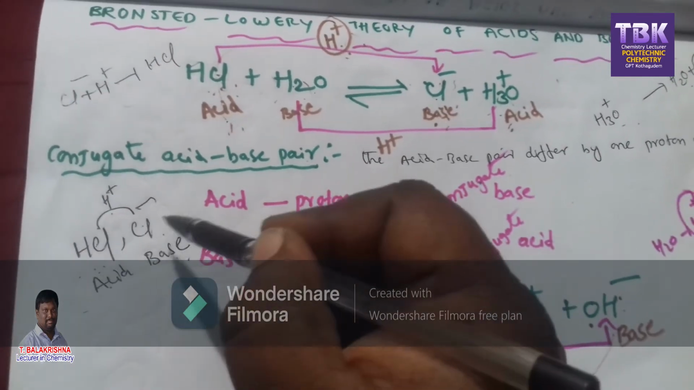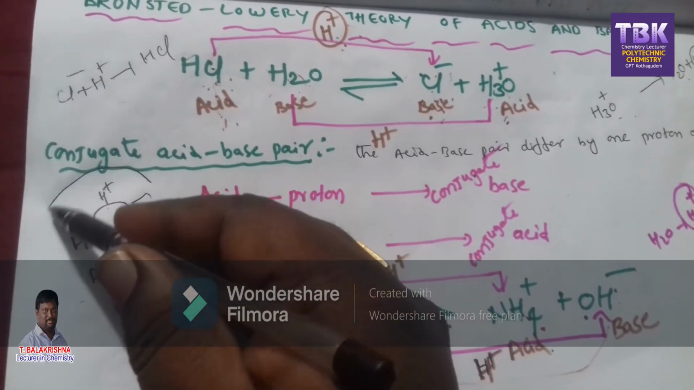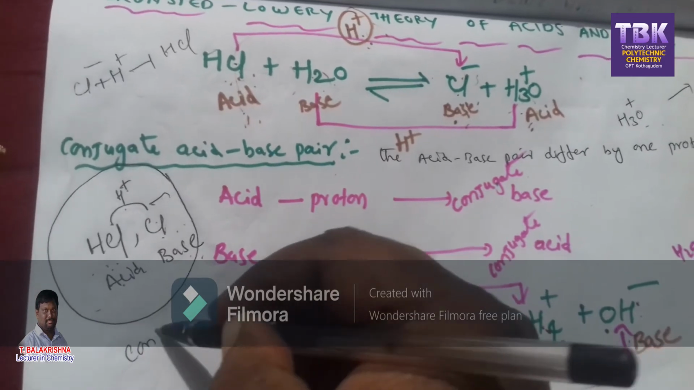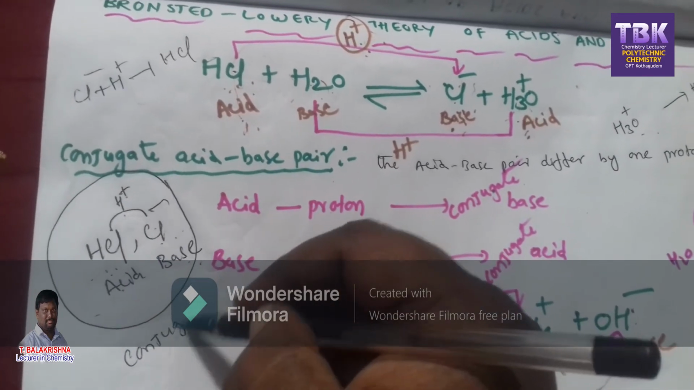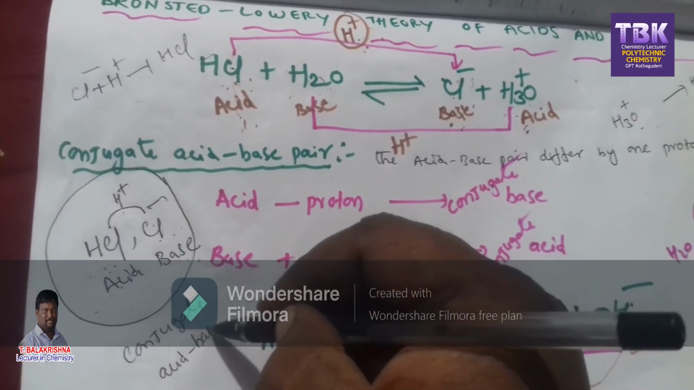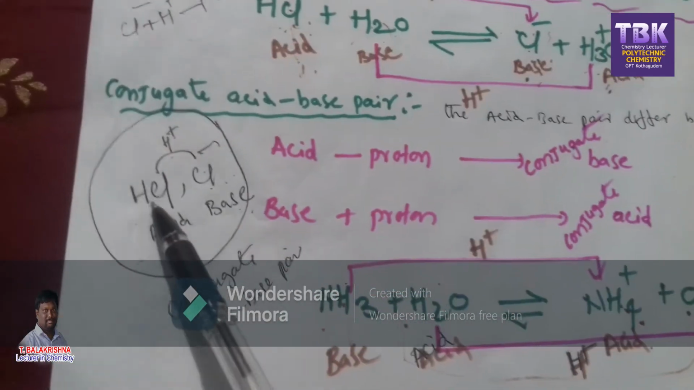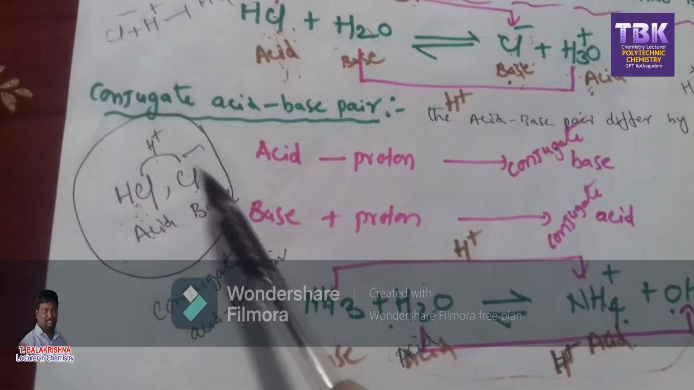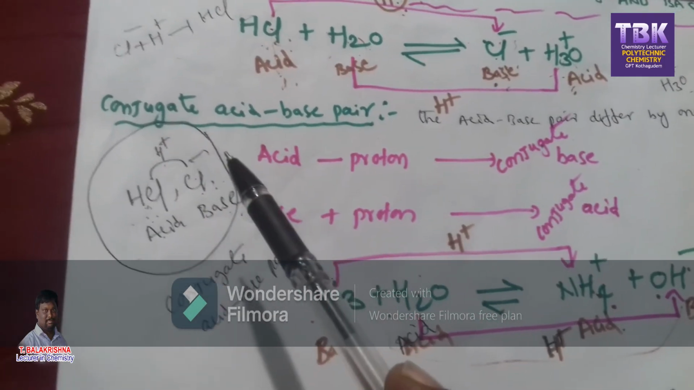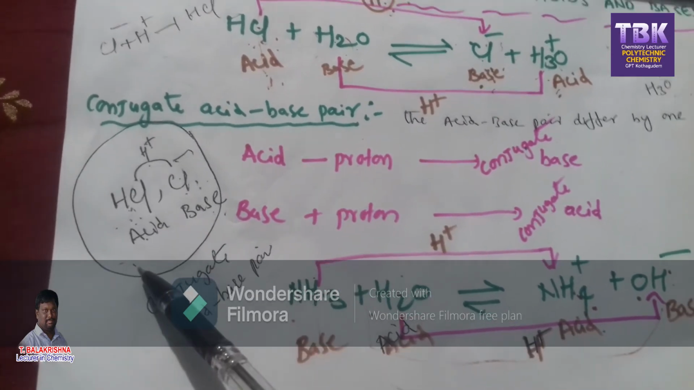So an acid base pair that differs by a proton is called a conjugate acid base pair. Okay, right? What is the definition? An acid base pair differing by one proton. When you add the proton, it shows acidic nature. When you remove the proton, it shows basic nature.